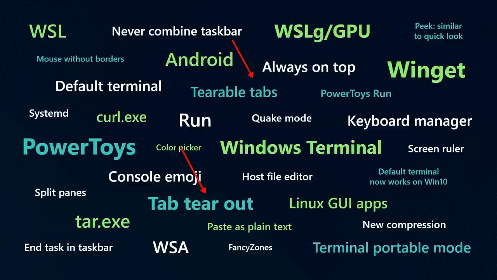I recognize that there was an issue here because people have been arguing about whether we call them terrible tabs, because they're just terrible, or tab tear out. So we put that in there twice. Running GUI apps on Linux, paste as plain text. We're going to hear about those in your session later this afternoon. And there's actually going to be three sessions. We'll give you a slide telling you to go to these sessions, check them out.